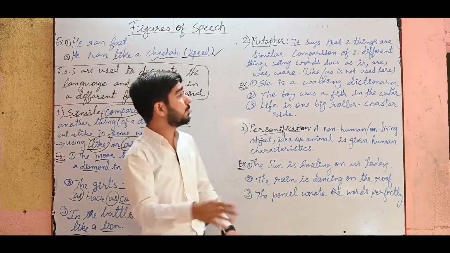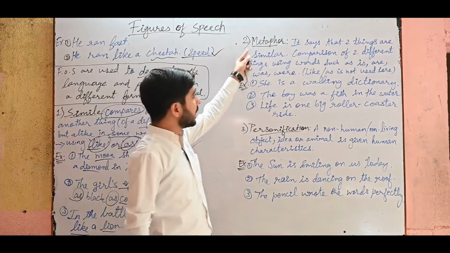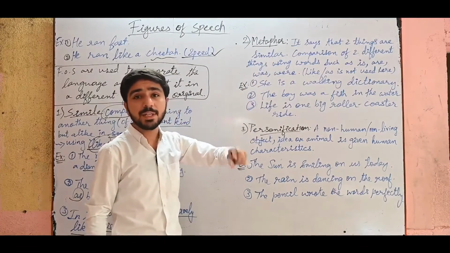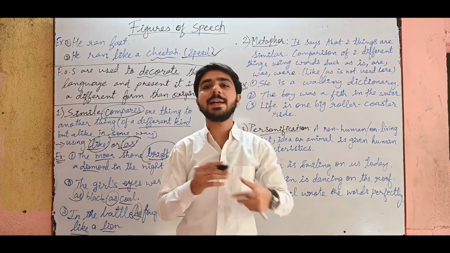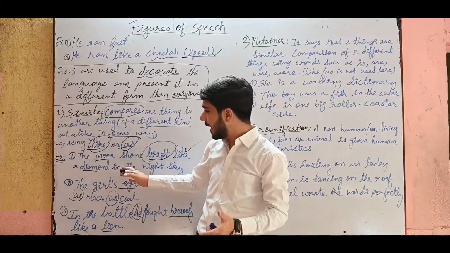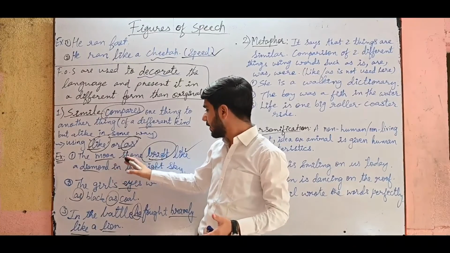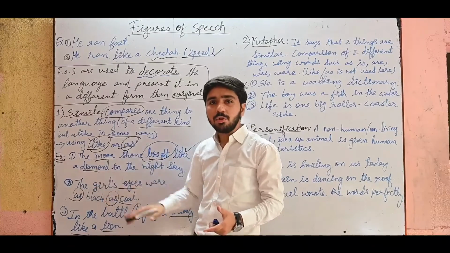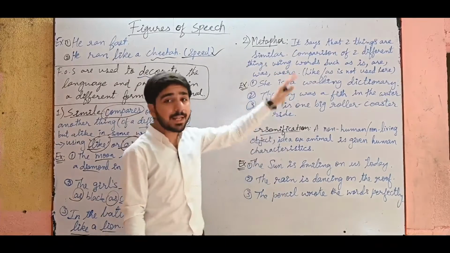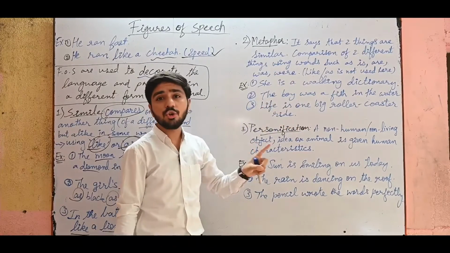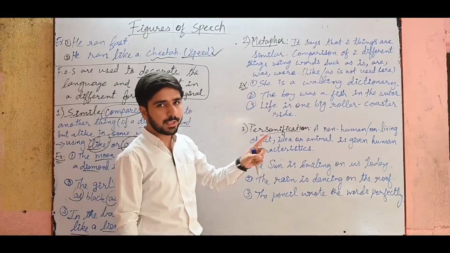Now our next figure of speech is metaphor. Metaphor is also used for comparison, but it is implied simile, means it is indirect comparison. Like here, how we compare directly that the moon is like a diamond. So that is called direct comparison, but here it is indirect comparison, means we will not use the word like or as. Remember that keyword.